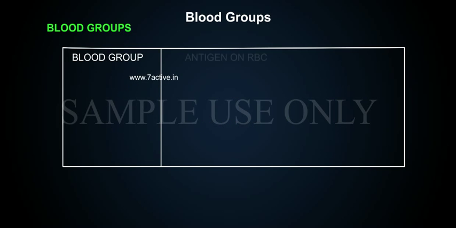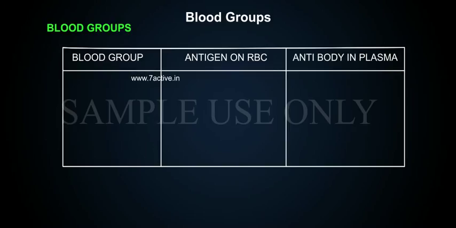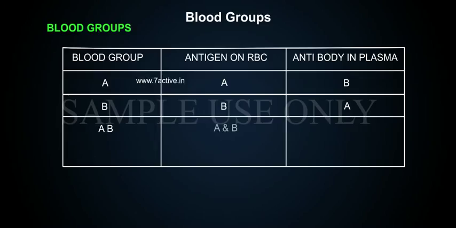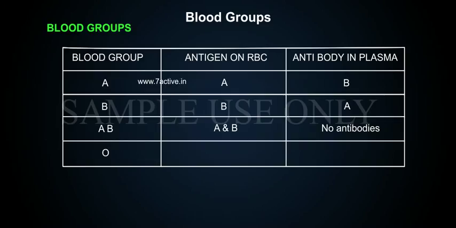Blood group, antigen on RBC, antibody in plasma. A: antigen A, antibody B. B: antigen B, antibody A. AB: antigens A and B, no antibodies. O: no antigens, antibodies A and B.